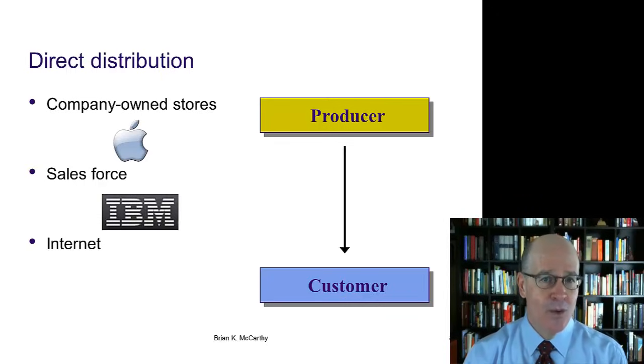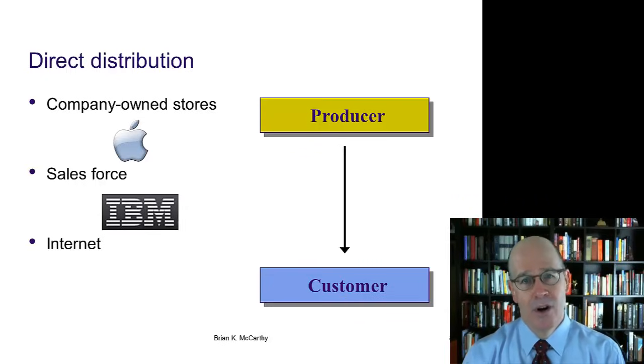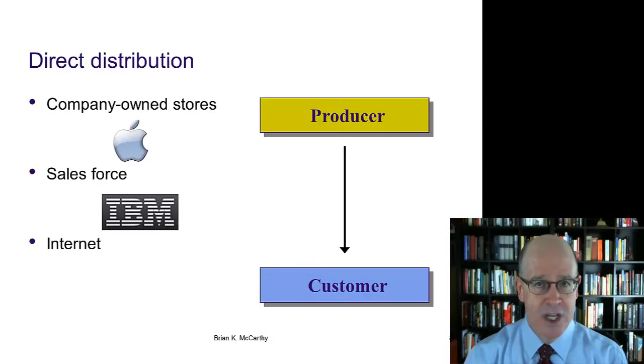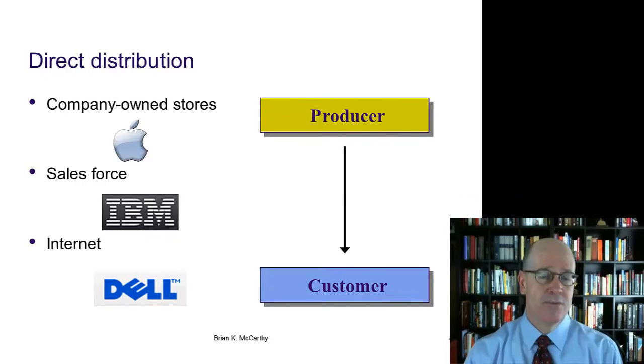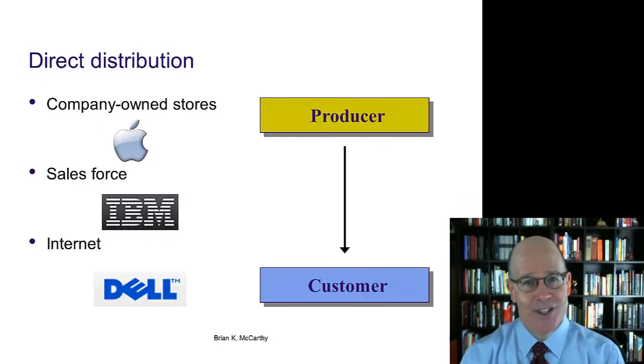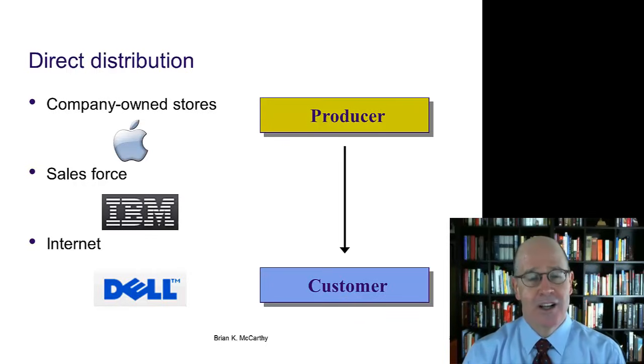A second way to accomplish direct distribution in the business-to-business world would be via your own sales force. When IBM calls on large customers, they have their own high-powered, experienced, very senior sales representatives who do that interaction for them. A third type of direct distribution, of course, would be via the internet, and there is the example of Dell, as I talked about just a minute ago.